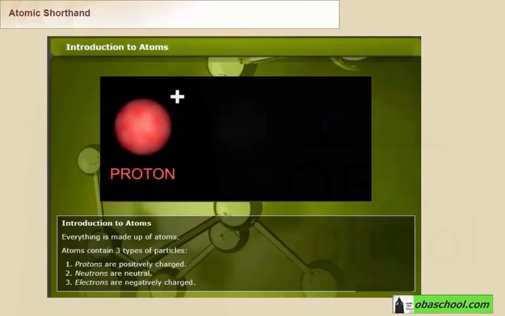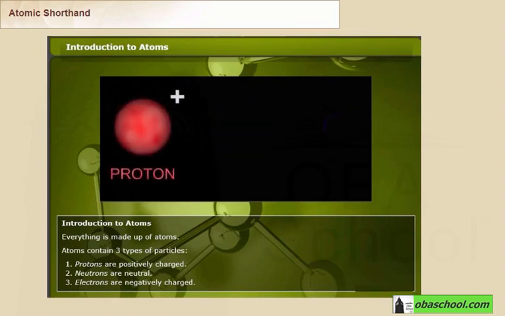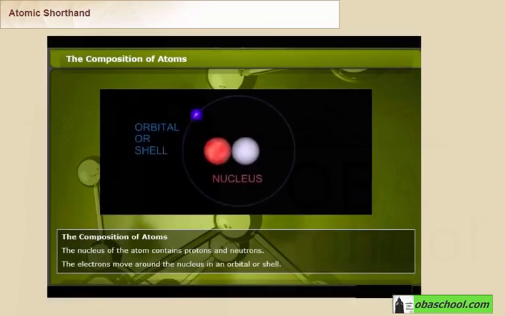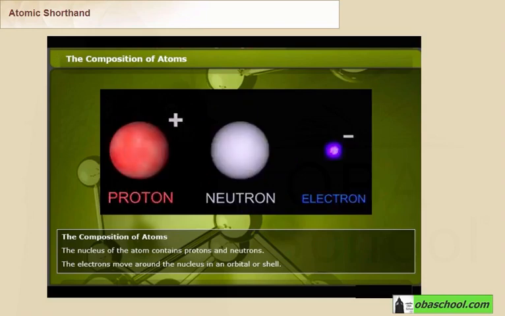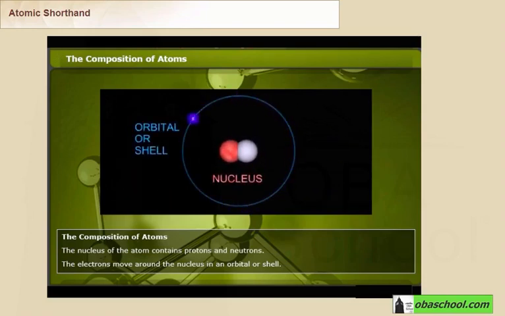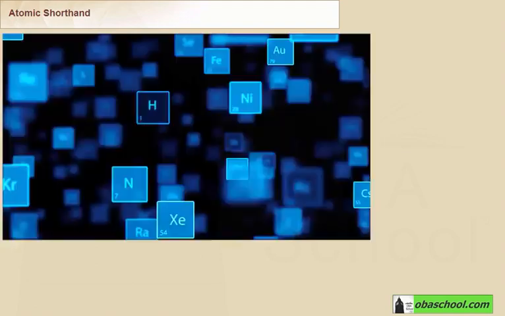Hello everyone! Every atom has three subatomic particles: the protons, which are positively charged, the neutrons, which are neutral, and the electrons, which are negatively charged. Protons and neutrons are usually found in the nucleus, while electrons are orbiting around the nucleus's energy levels. In this tutorial, we will examine the important characteristics of each subatomic particle in an atom.